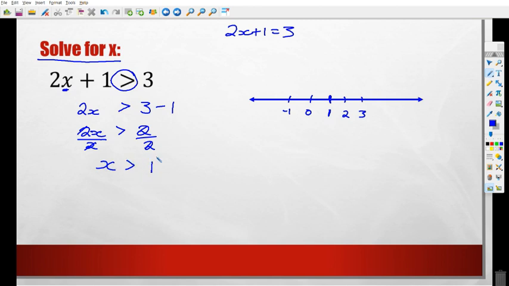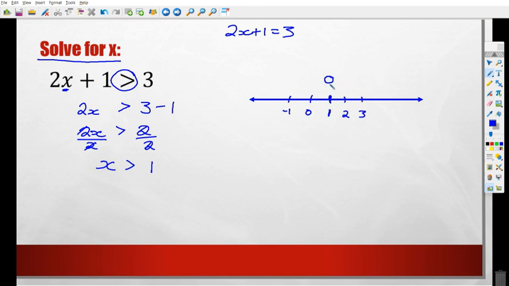So does that include 1? If I say that x is greater than 1, does that mean that x can ever be 1? No, because x is anything greater than 1. Not 1, but greater than 1. So that means we're going to use a symbol that looks like this.